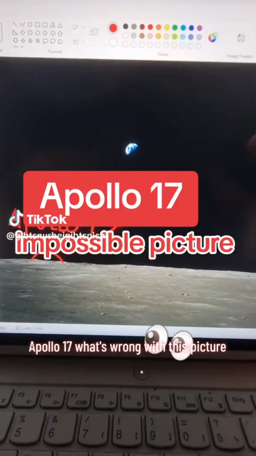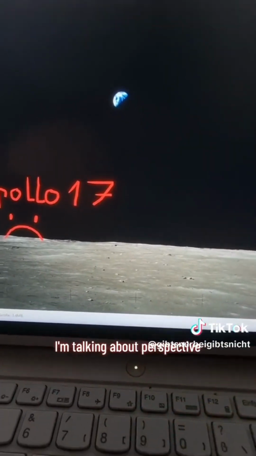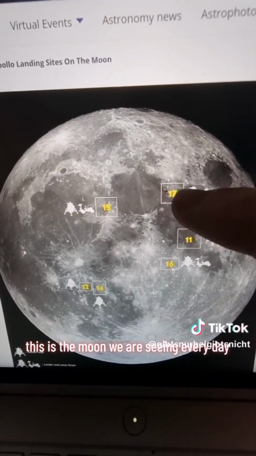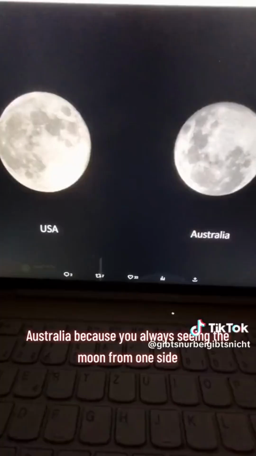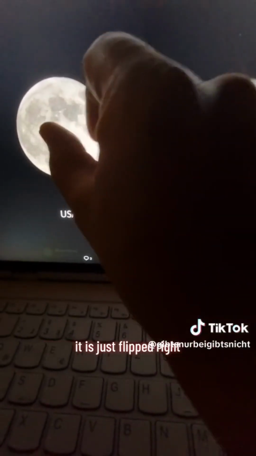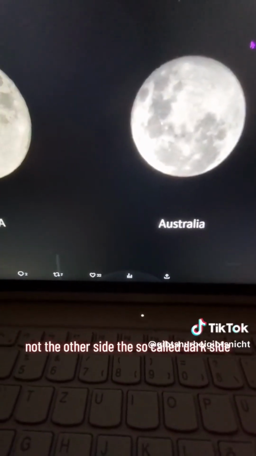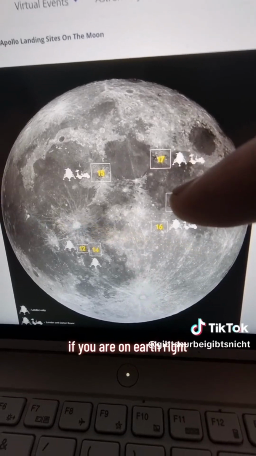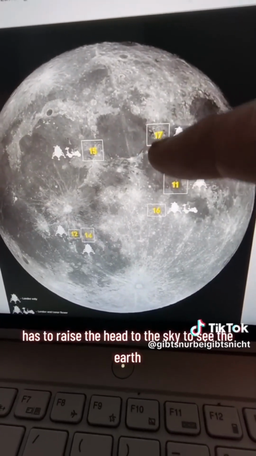Apollo 17. What's wrong with this picture taken from Apollo 17? I'm not talking about the size of the Earth. I'm talking about perspective. How is it possible that you can watch the Earth so low from the lunar surface? This is the moon we are seeing every day, and this is the Apollo 17 land site. So it doesn't matter if you are watching this from USA or Australia, because you're always seeing the moon from one side. That's the visible side. And from Australia seeing this here, and from the USA it is just flipped, right? But this is the only side you are always seeing, not the other side, the so-called dark side. So you are just watching right at the head of the astronauts if you are on Earth, right? And the astronaut from the lunar side has to raise the head to the sky to see the Earth.